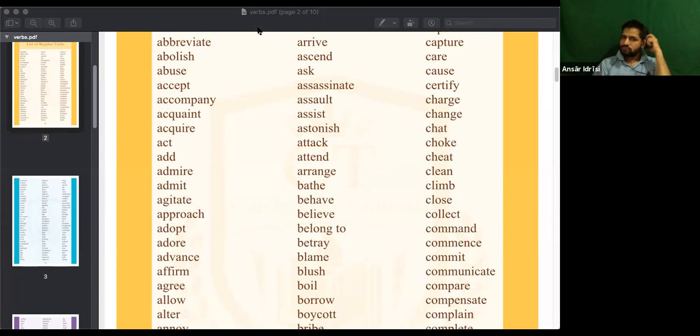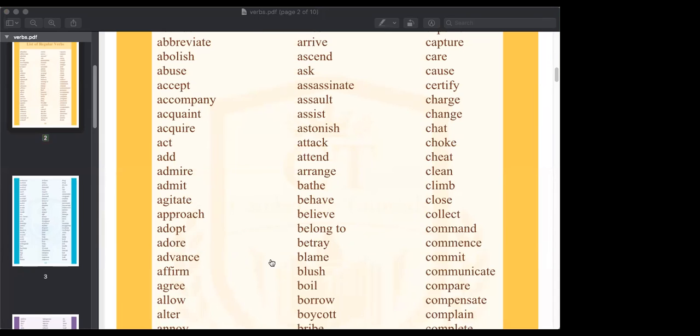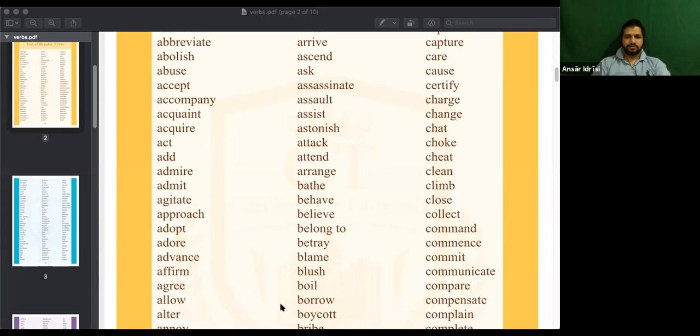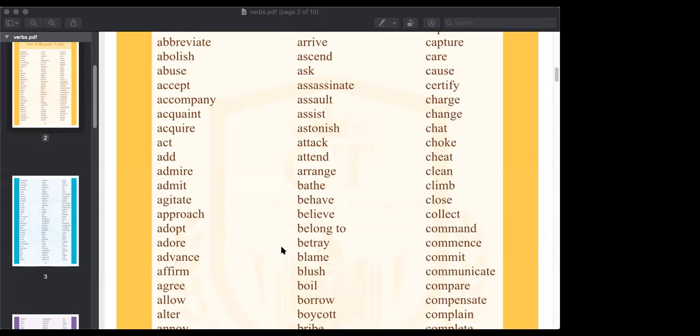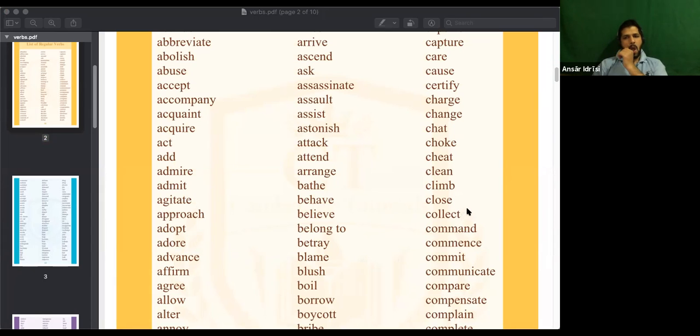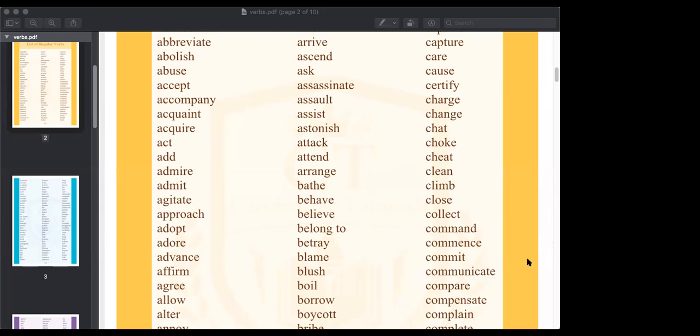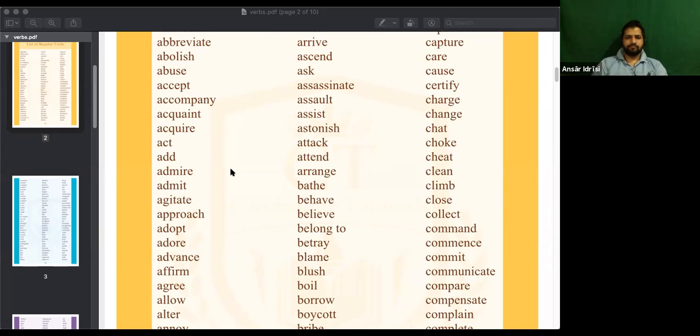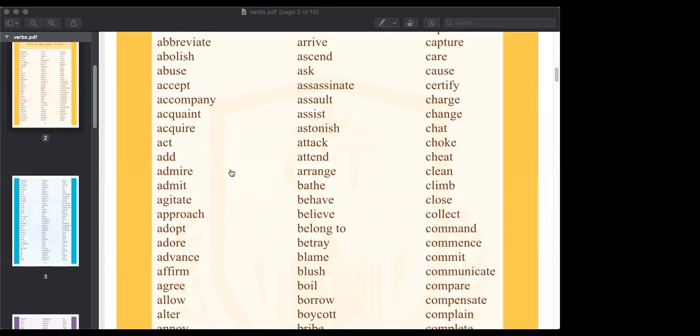I used to allow. Did I used to allow? I didn't used to allow. Next. I used to collect. Did I used to collect? I didn't used to collect. Next. I used to attack. Did I use to attack? I didn't use to attack. Very good. Next. I used to prepare. Did I used to prepare? I didn't used to prepare. Very good. Next.